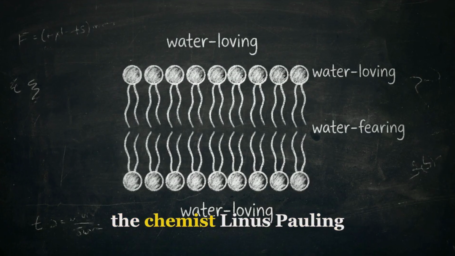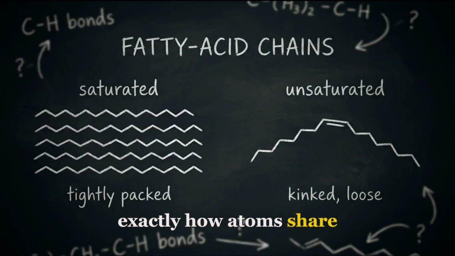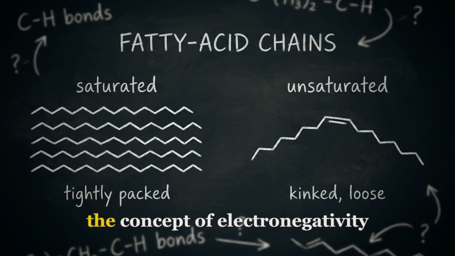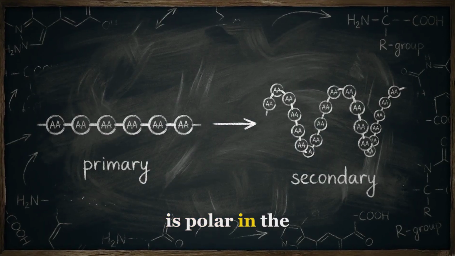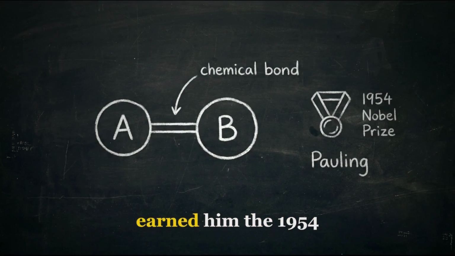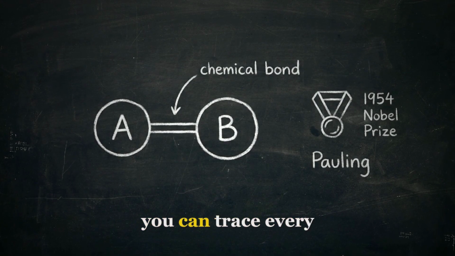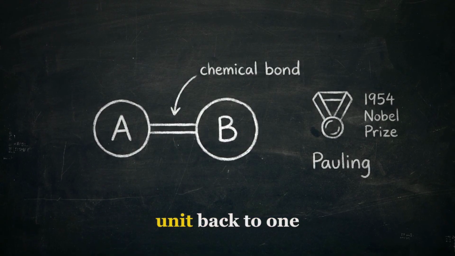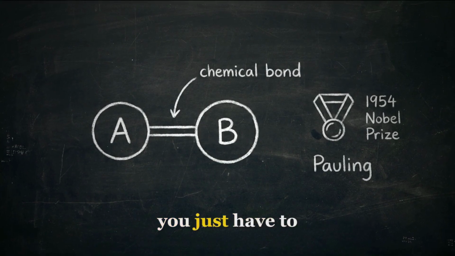Decades earlier, the chemist Linus Pauling had already mapped out exactly how atoms share and hold electrons unevenly. The concept of electronegativity that explains why water is polar in the first place. Pauling's work earned him the 1954 Nobel Prize in Chemistry, and it's the reason you can trace every hydrogen bond in this unit back to one clear, measurable cause instead of a vague description you just have to accept.